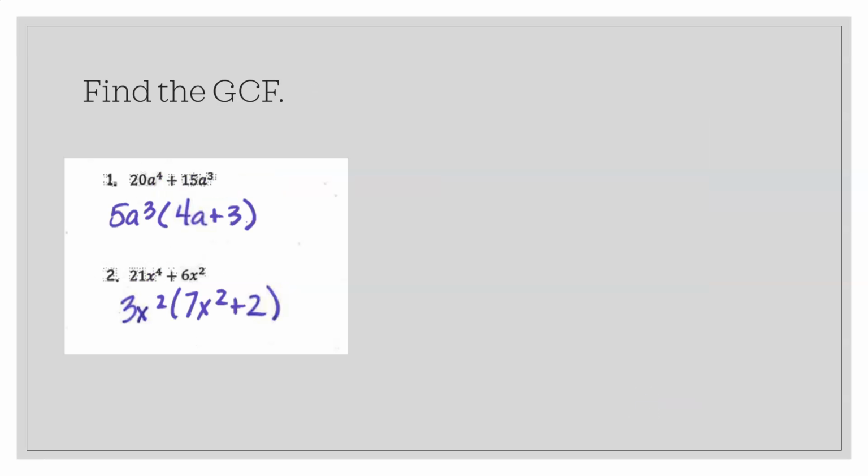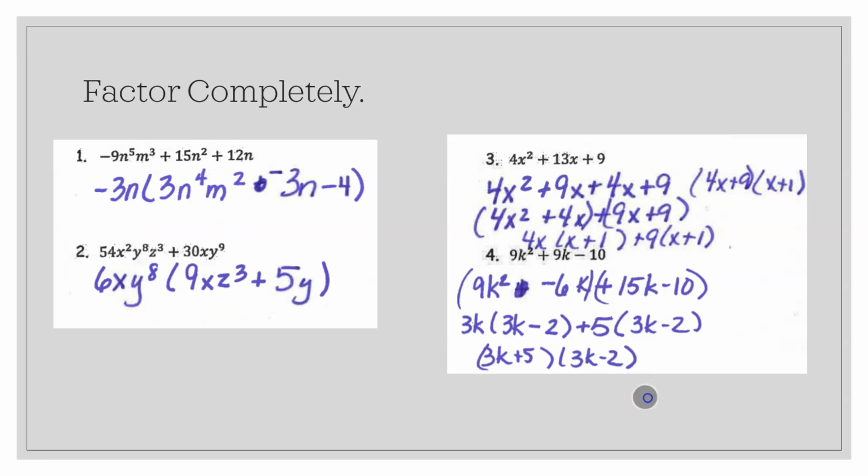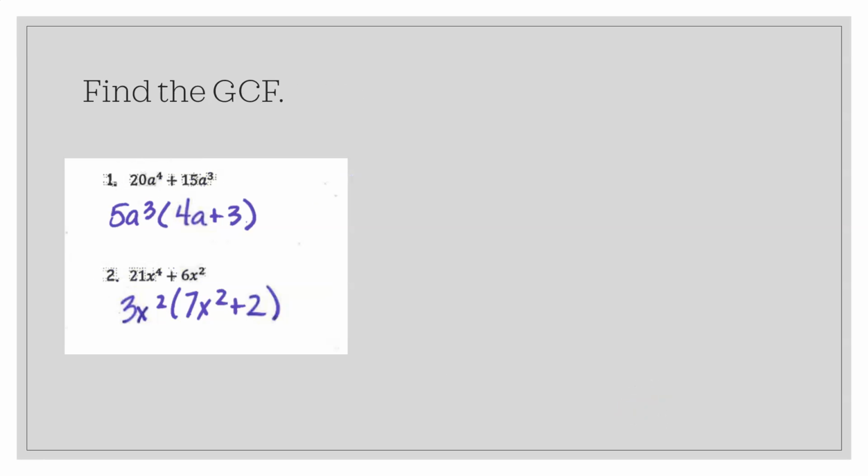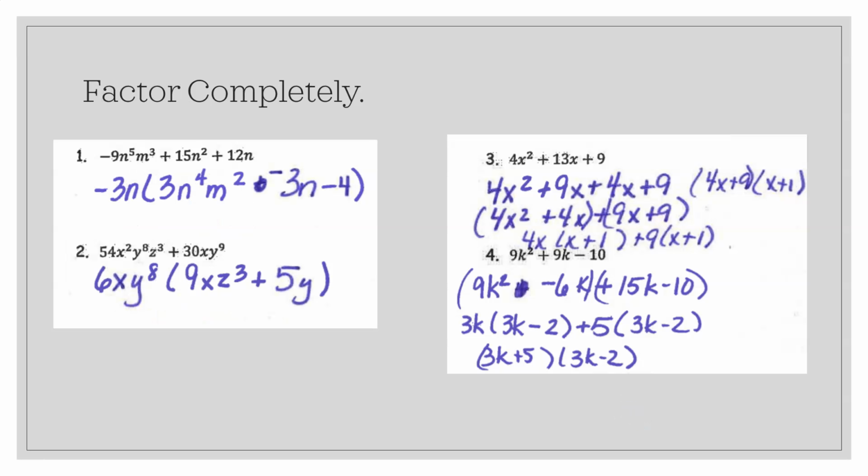Find the greatest common factor. For the first one, I pulled out 5a cubed times the quantity of 4a plus 3. Number 2, I pulled out 3x squared times the quantity of 7x squared plus 2. That last one had the h as an exponent. We'll just skip that one.